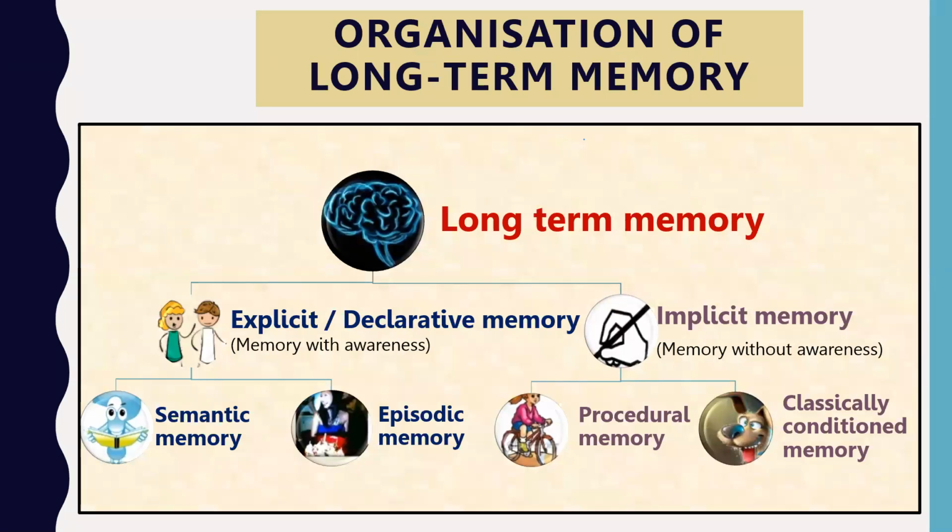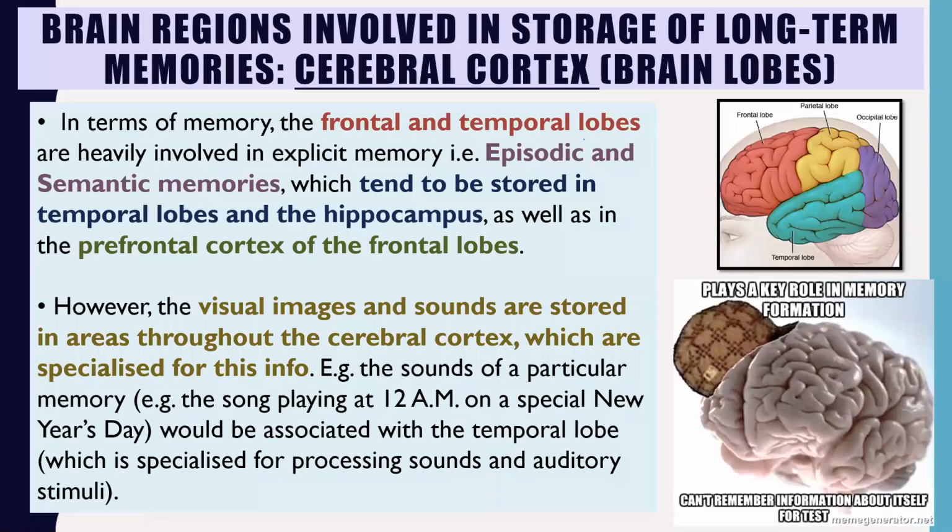Okay, so that's the organization of the long-term memory and a brief explanation of the difference between explicit and implicit memory. Okay, now we're going into a topic that a few of you were confused about, which was the brain regions involved in the storage of long-term memories. So when we're looking at storage of long-term memories, we're basically looking at a few main brain areas.